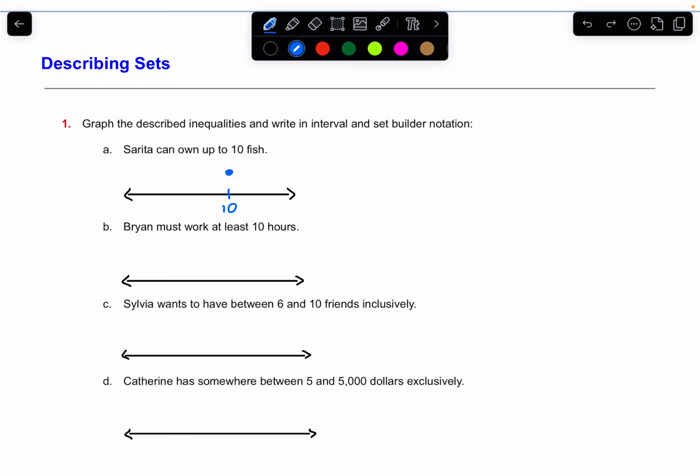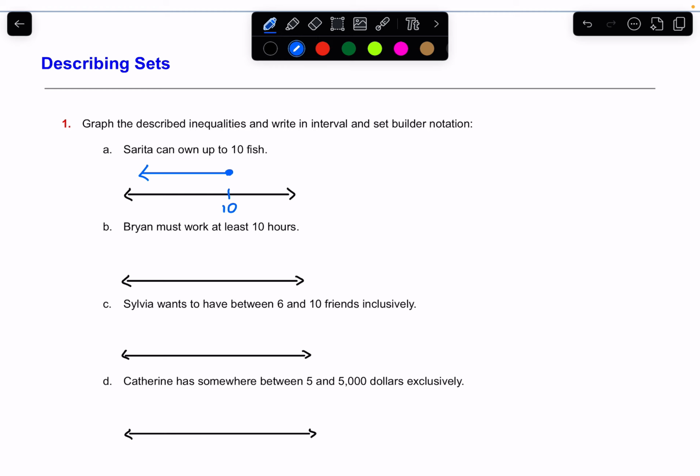Now, this is a little controversial, but when it says you can own up to 10 fish, technically that means there is no lower limit. So I'm going to draw an arrow going to the left. If you want to make a real life argument, you could say that this should stop at 0 and be 0 to 10 because you can't have negative fish. I completely understand if that's how you feel, and you can put that answer instead. But technically, the way it's described, Sarita can own up to 10 fish means she can own any number less than 10. So again, it's reasonable if you stop at 0, but I'm going to let this one go all the way down to negative infinity.